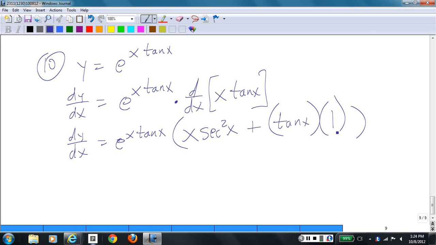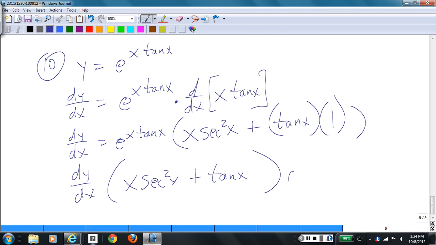So can that be cleaned up at all? Secant squared x? I wouldn't think so. I would think just maybe leave it like that. So, not a lot changes.